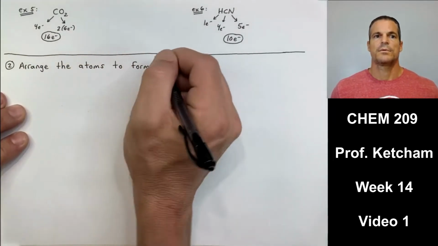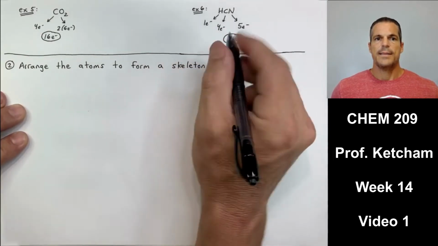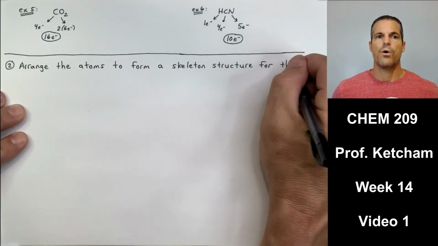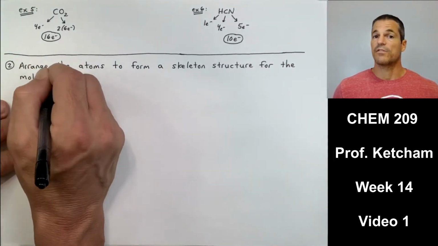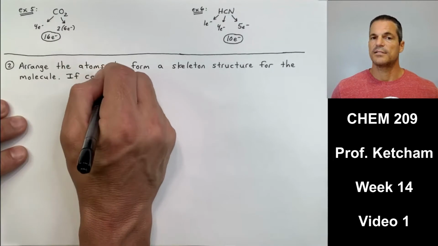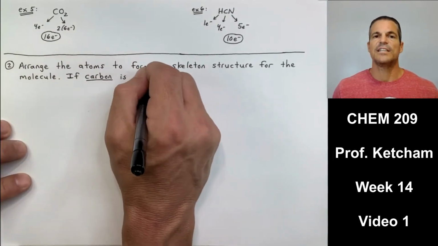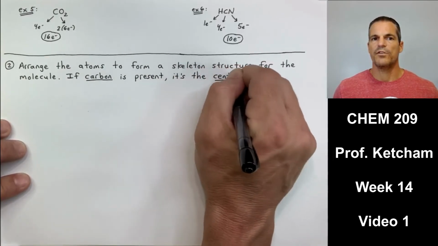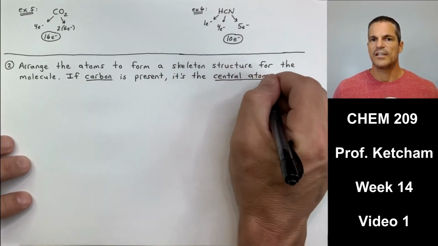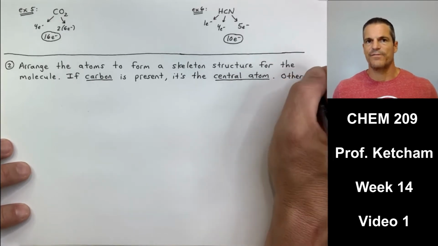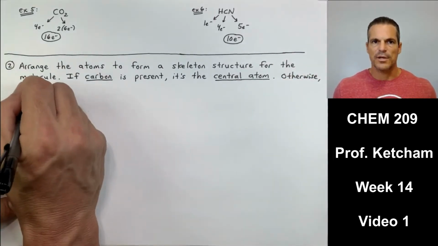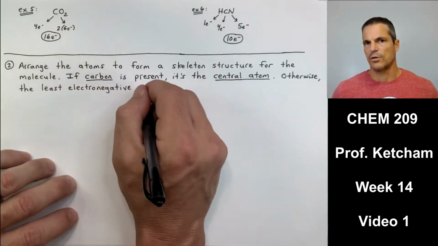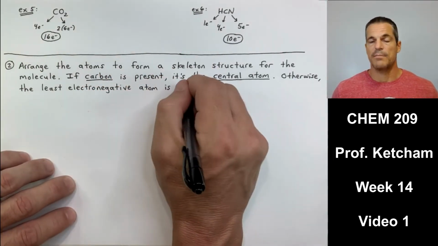Rule number 2. Arrange the atoms to form a skeleton structure for the molecule. Remember, if carbon is present, it's the central atom. Otherwise, it's the least electronegative element. But if you think symmetry, and look at the way the molecule is written, you can kind of feel it out. Symmetry will help you rather than using this least electronegative term. But I do have to put that in because that is the rule.